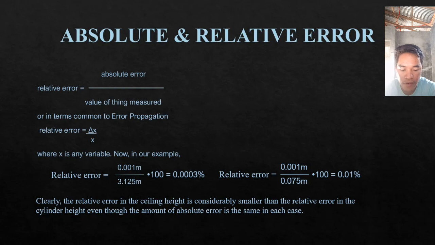Now in our example, relative error is 0.001 m divided by 3.125 m times 100, which equals 0.0003%. For the cylinder, relative error is 0.001 m divided by 0.075 m times 100, which equals 0.01%. Clearly, the relative error in ceiling height is considerably smaller than the relative error in the cylinder height, even though the amount of the absolute error is the same in each case.